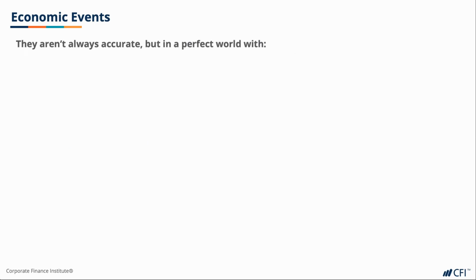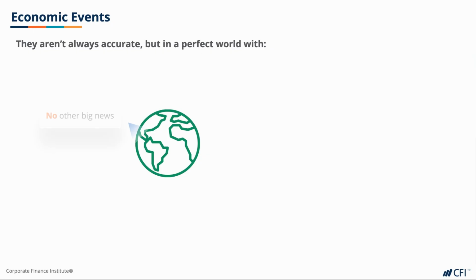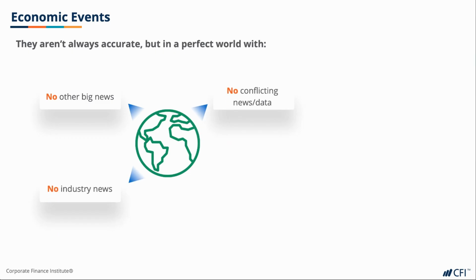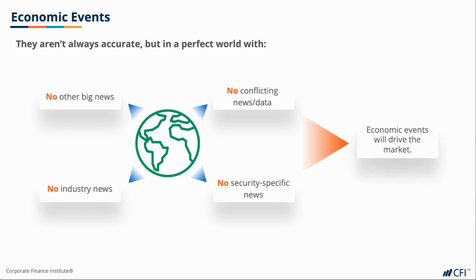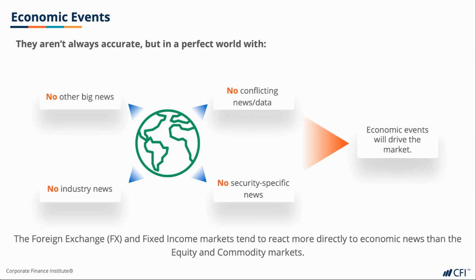Economic events aren't always 100% accurate, but in a perfect world without any other overarching news, geopolitical tensions, terrorist incidents, or trade wars, without any conflicting news or data, without any specific industry news, or without any security-specific news such as earnings, credit upgrades or downgrades, or analyst forecast changes, economic events will drive the market. The foreign exchange, FX, and fixed income markets tend to react more directly to economic news than the equities or commodities markets. Equities markets are dependent on specific company and industry fundamentals, while the commodities market depend largely on more geopolitical and weather events.